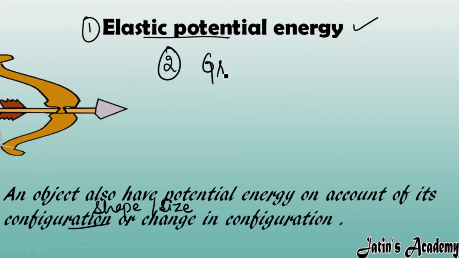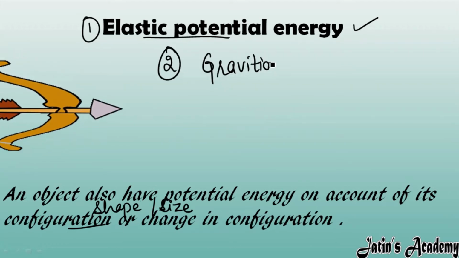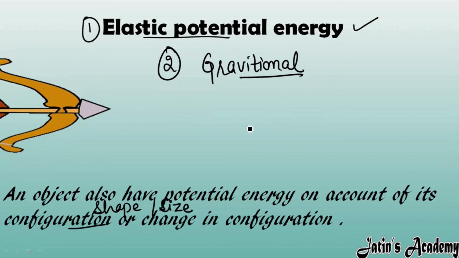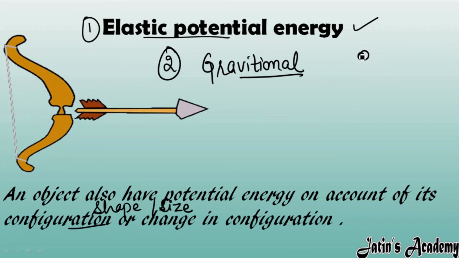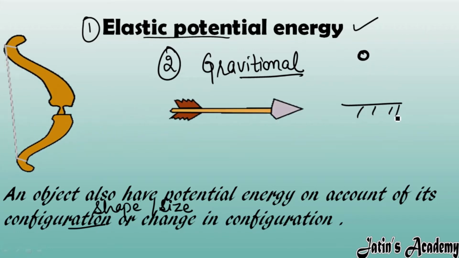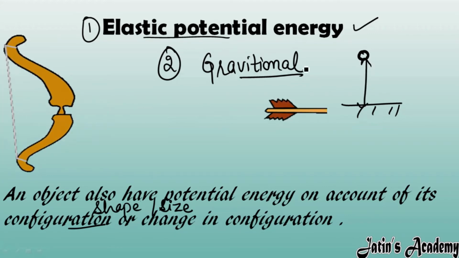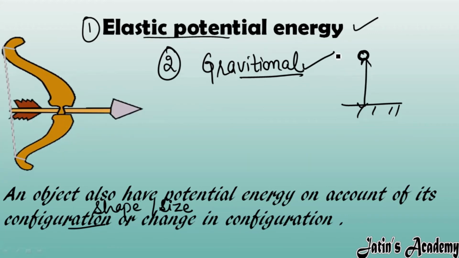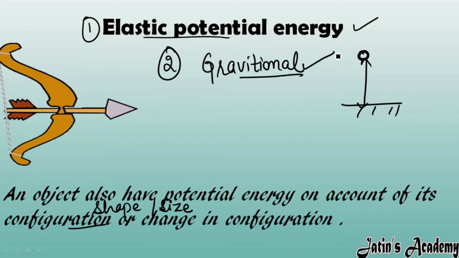Gravitational potential energy. So what do you mean by gravitational potential energy? That is simple potential energy. Whenever an object is at some height from the ground, that object has gravitational potential energy, or simply you can say potential energy. Okay.